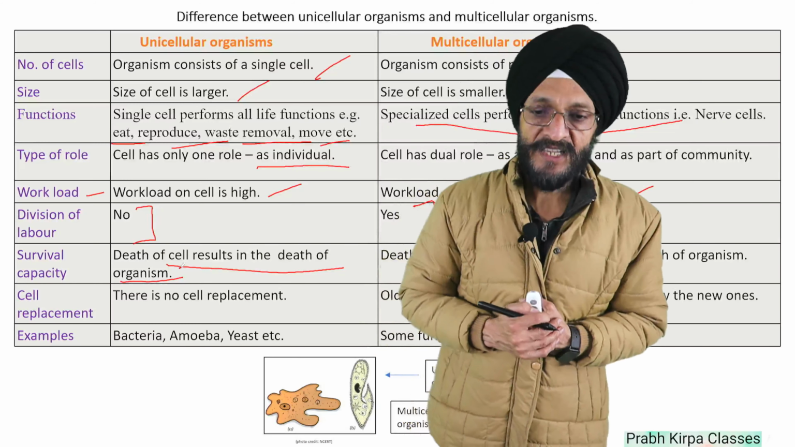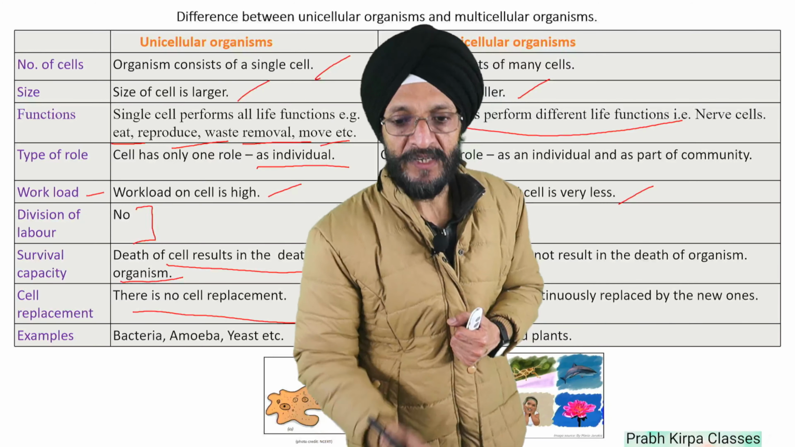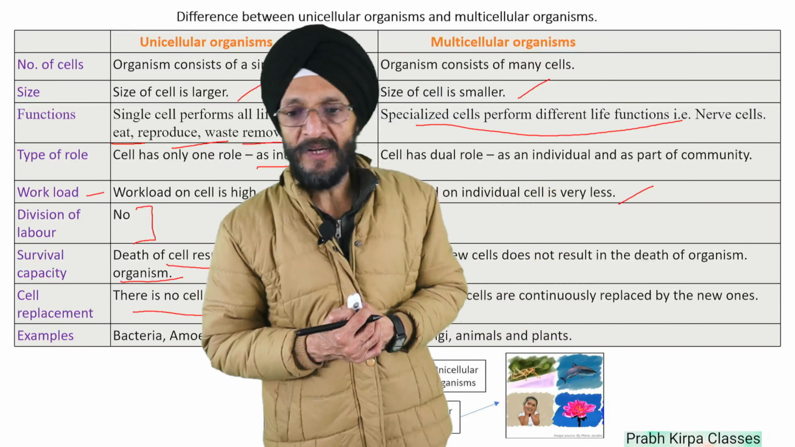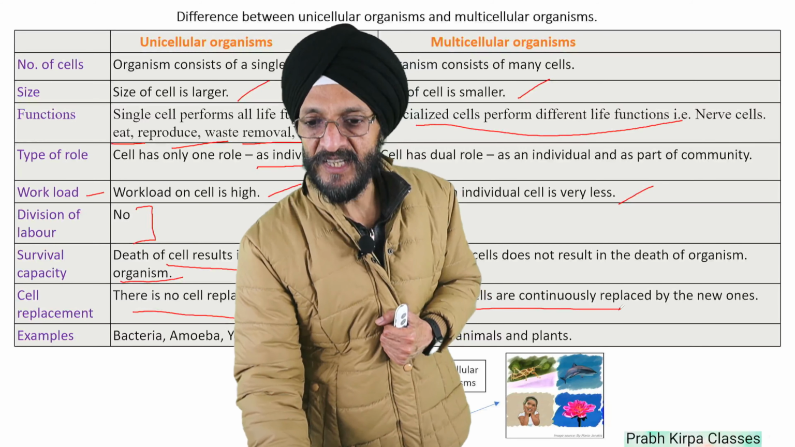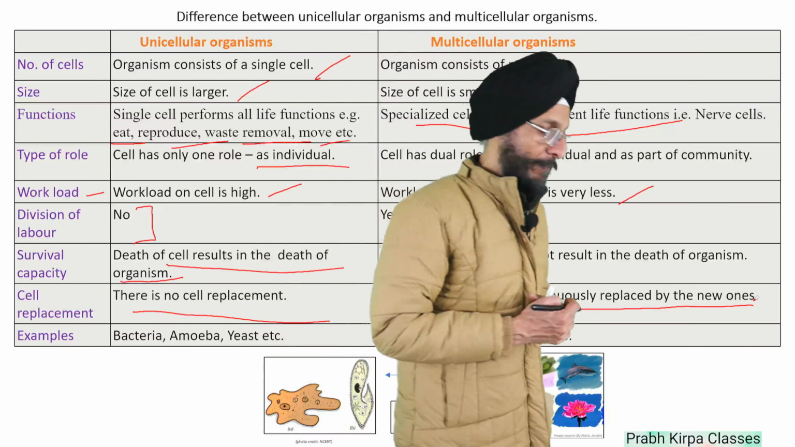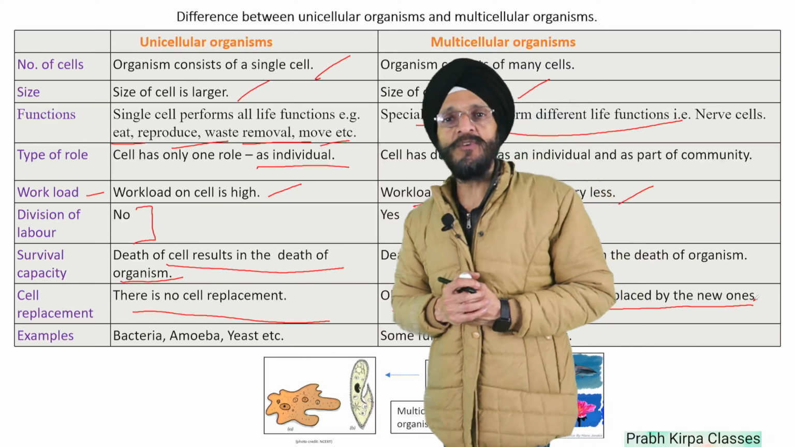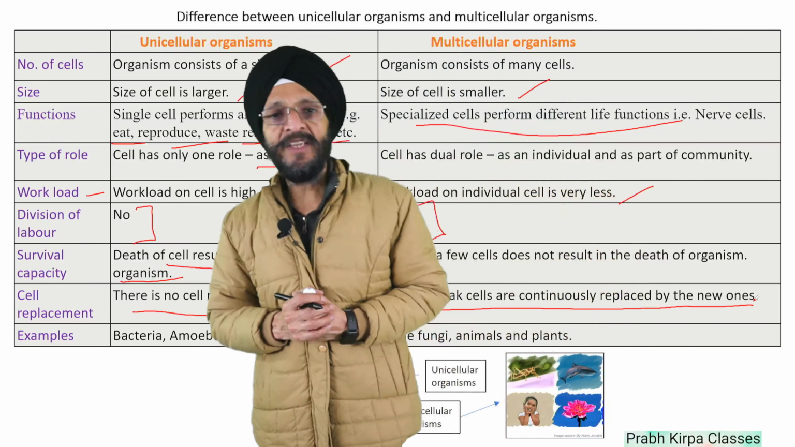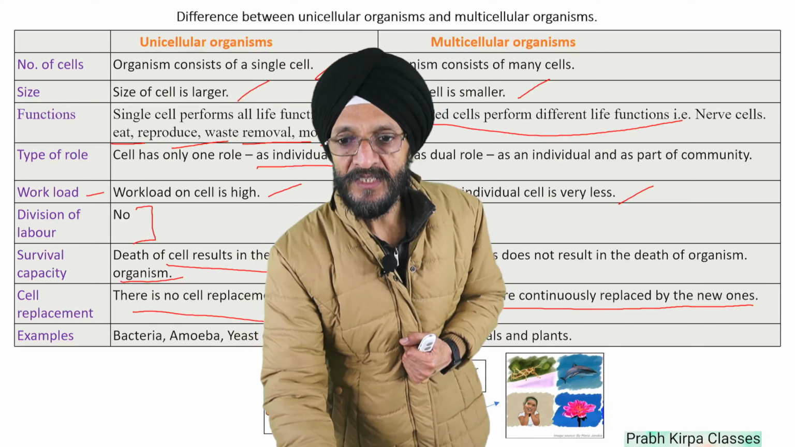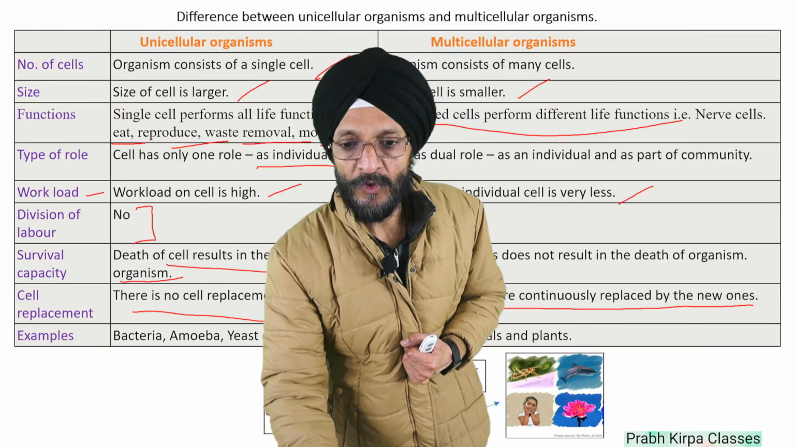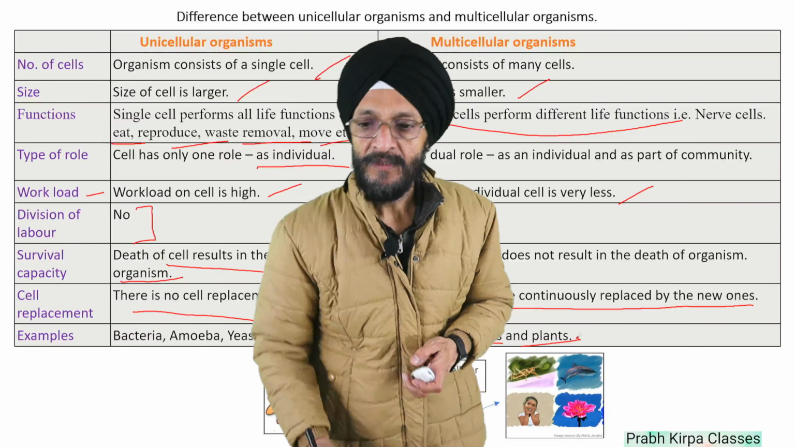Next point is cell replacement. There is no cell replacement in unicellular organisms, whereas in the case of multicellular organisms, old and weak cells are continuously replaced by new cells. Examples of unicellular organisms are bacteria, amoeba, yeast, etc. Whereas in the case of multicellular organisms, examples are some fungi, animals and plants.